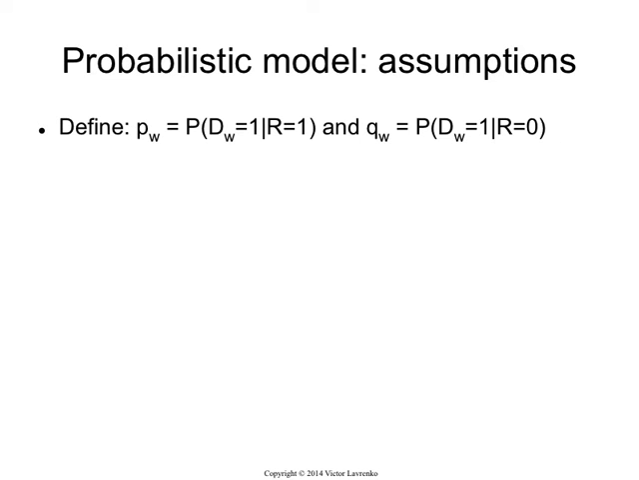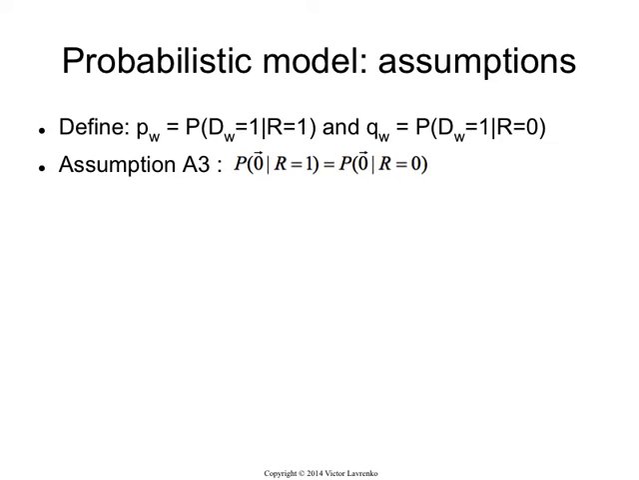We're going to play a little bit more with this. To shorten the notation, I'm going to define PW as the probability that the word W is present given the relevant class. QW is the probability that the word is present given the non-relevant class. So you pick a random relevant document, what's the probability that BIR.8 is present? That's P BIR.8.